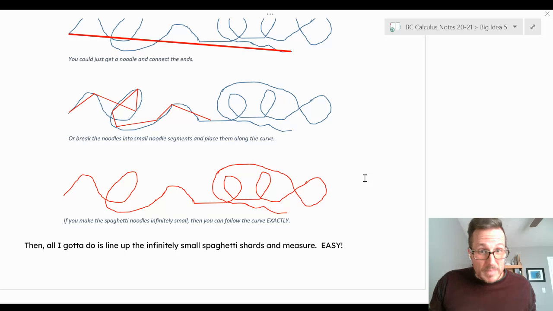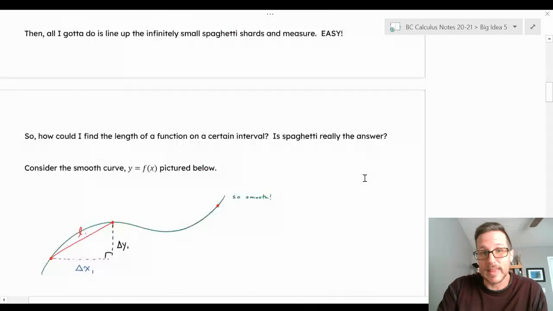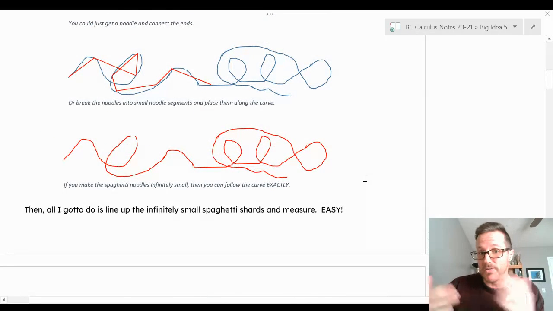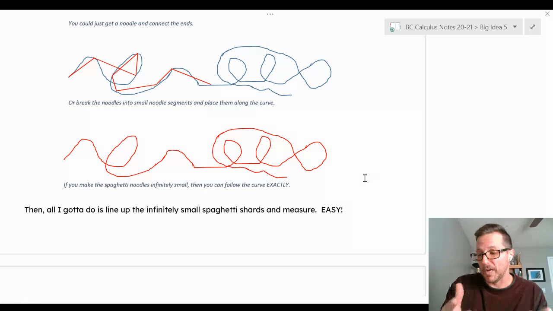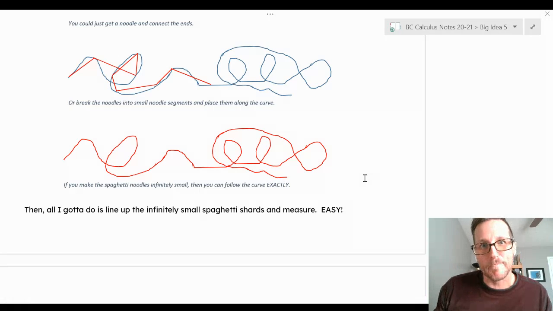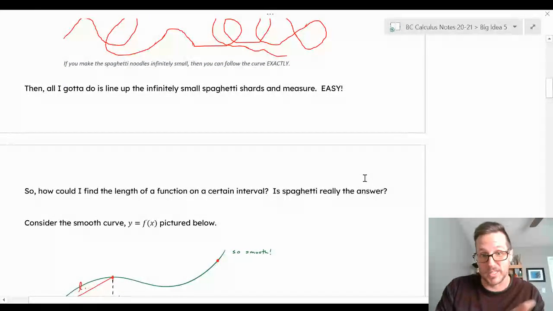So that little mental experiment is how we're going to do things in the world of calculus, finding the length of a curve on a certain interval. We've already talked about how to find area between curves. So this is the perimeter portion of calculus, like the geometry: area, perimeter, volume. We're going to do the same thing here in Big Idea 5. So let's talk about how we're going to do this with functions and calculus.